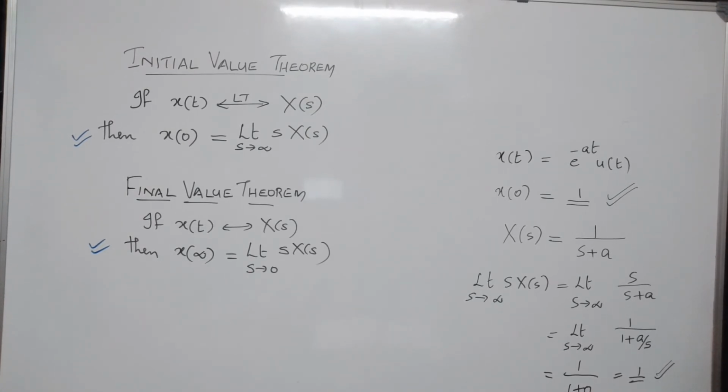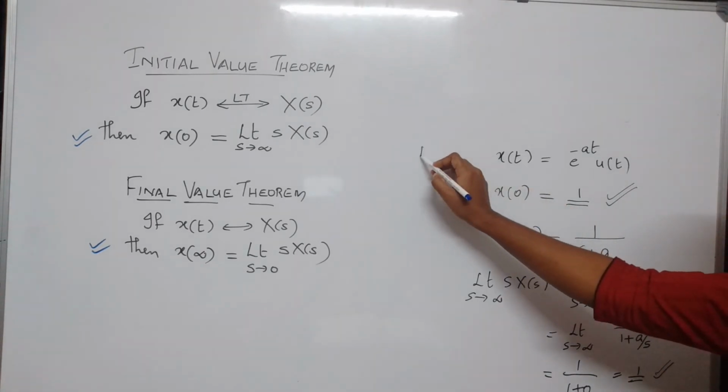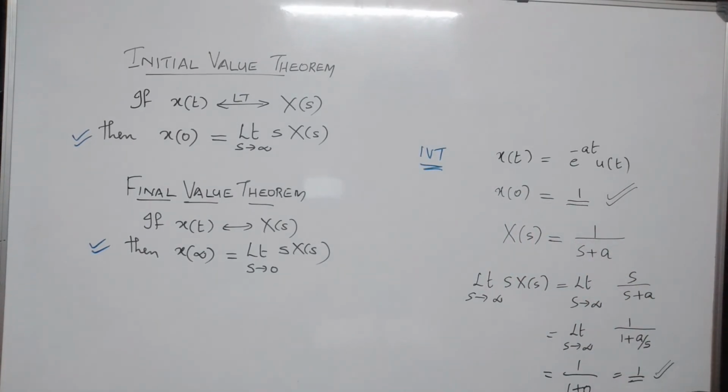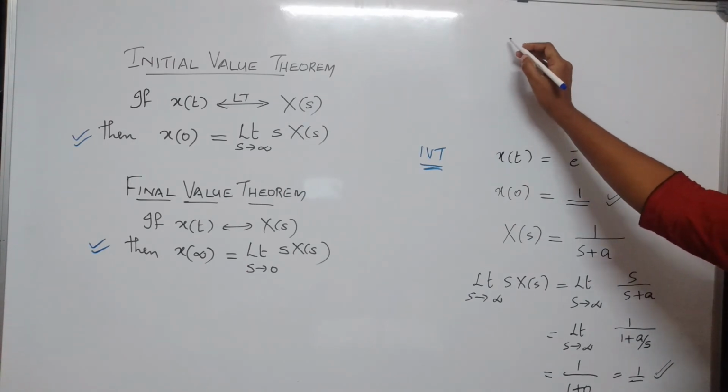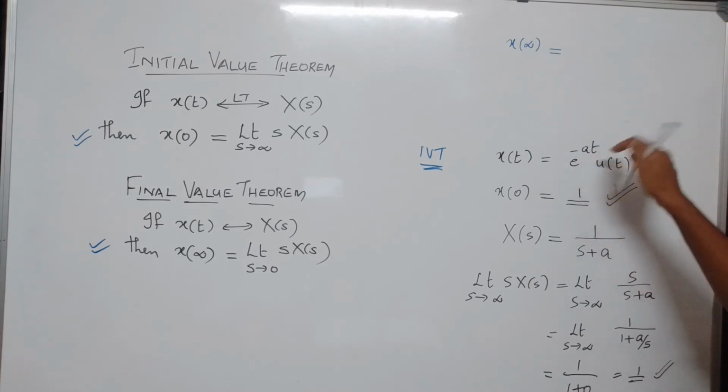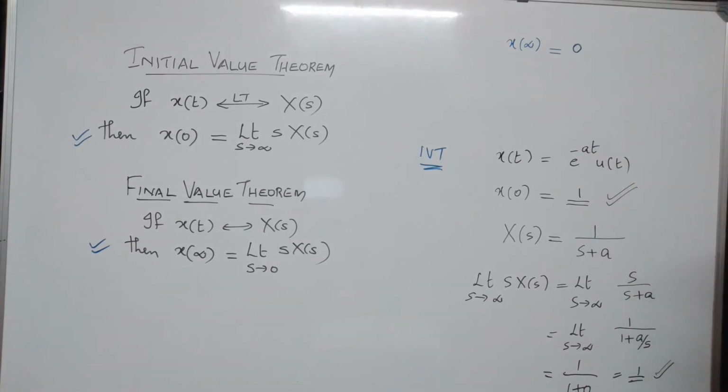The same way we can verify the final value theorem also. We have verified the initial value theorem; we found x of 0 as well as the limit as s tends to infinity of s into X of s. Now suppose we need to verify the final value theorem. Then the first step is to find x of infinity. x of t is given, so what will be x of infinity? e raised to minus infinity will be 0. So x of infinity is 0.